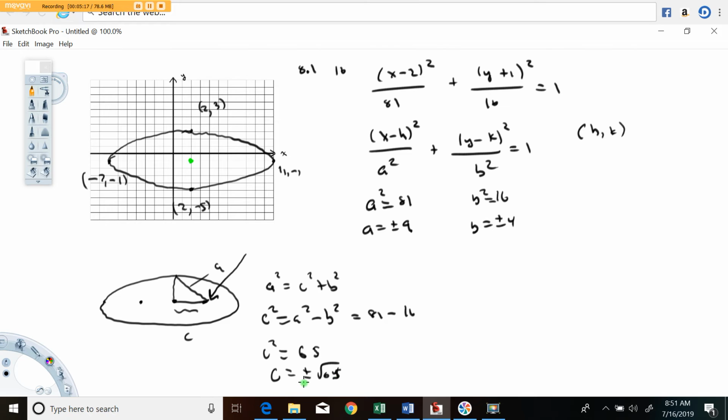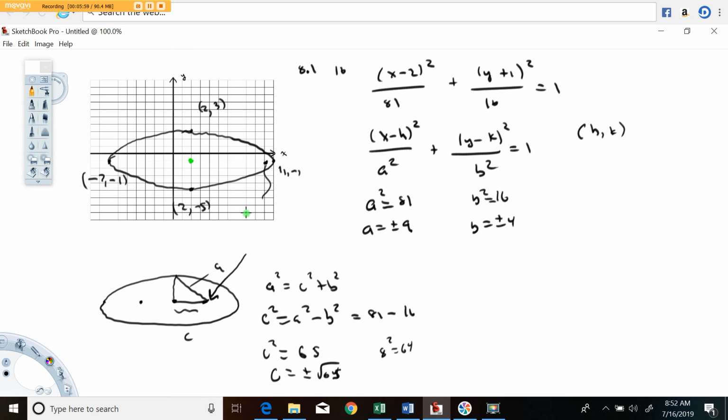All right, and so c is root 65 to the right. I don't have a calculator handy, so let's see. Square root of 65. 8 squared is 64. So this is just a touch more than 8. So I'm going to come over here. 1, 2, 3, 4, 5, 6, 7, 8. Just a touch more. Wow, the foci are way over here.